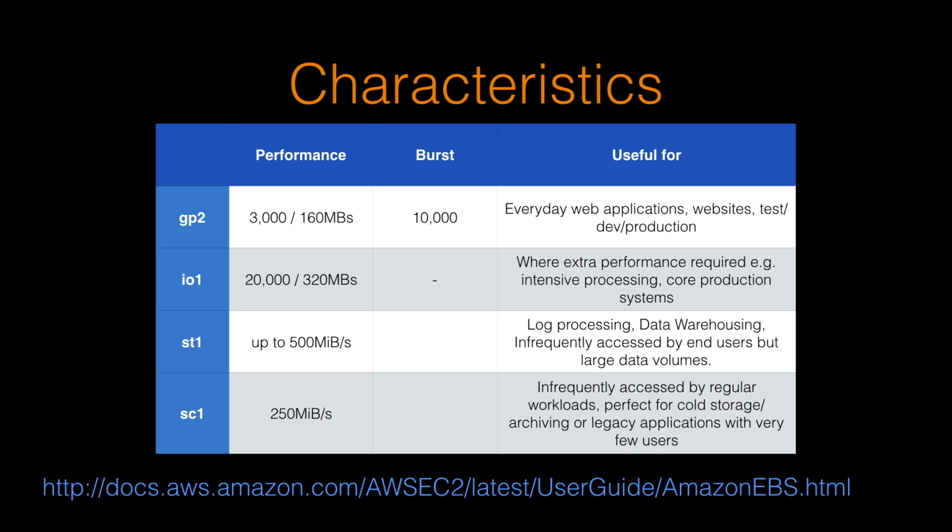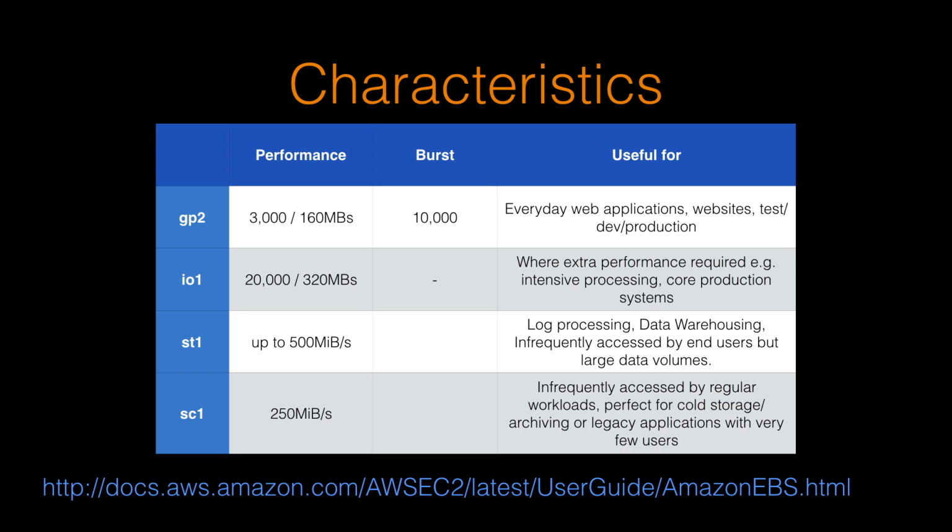IO1, provisioned IOPS, you can control the number of IOPS you want. Now, just from a common sense point of view, if you've got a 1 terabyte volume and you want about 3,000 IOPS performance, there's no point using provisioned IOPS. You might as well use GP2 or general purpose. But if you've got an application that requires a lot of IOPS, then you could use provisioned IOPS to get that better performance out of it, up to 20,000 IOPS. So it's useful for when you need extra performance for, say, core applications and intensive processing tasks.